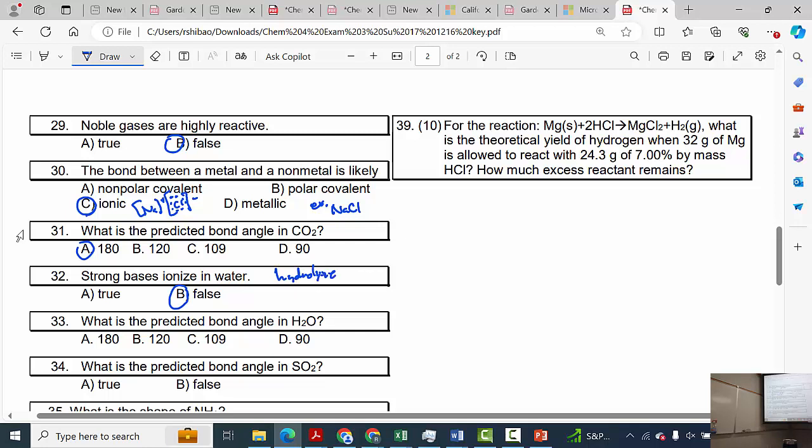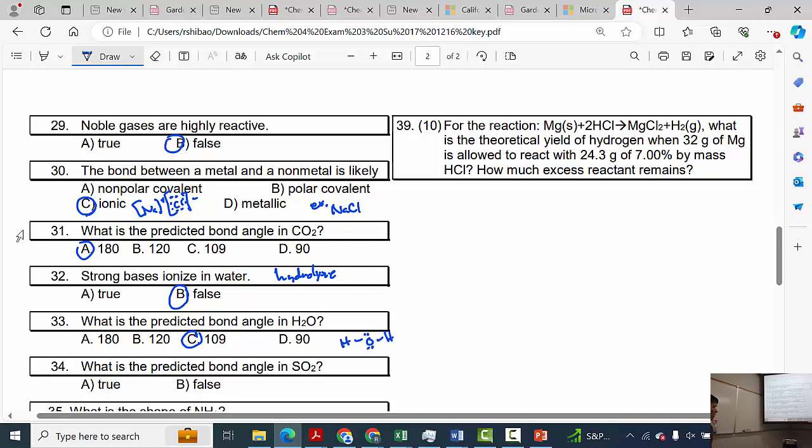Strong bases ionize in water. False. Strong bases hydrolyze in water. They don't ionize. Acids ionize in water, correct? Acids can ionize, and compounds like sodium chloride can ionize, but bases hydrolyze water, not ionize.